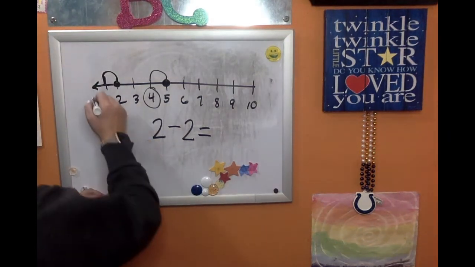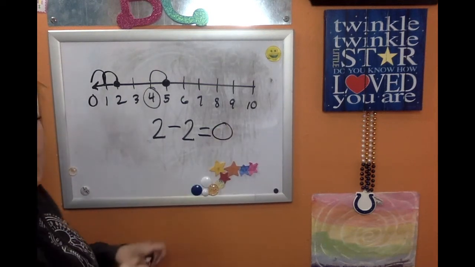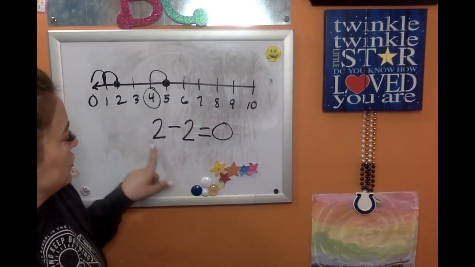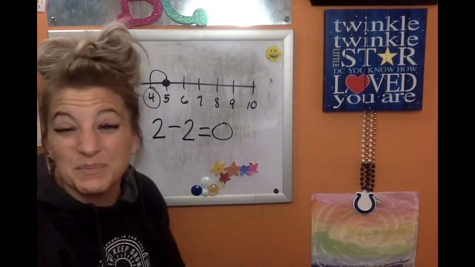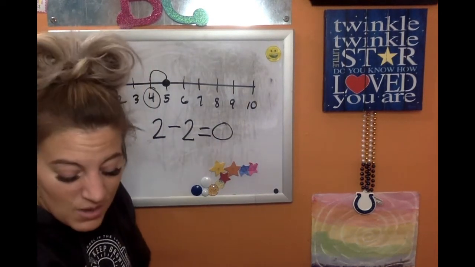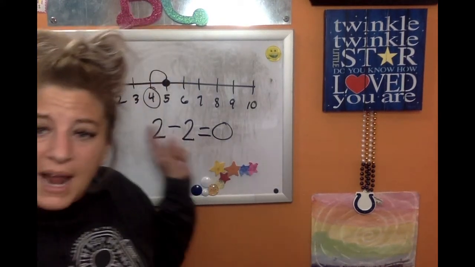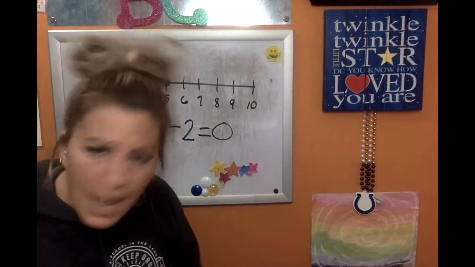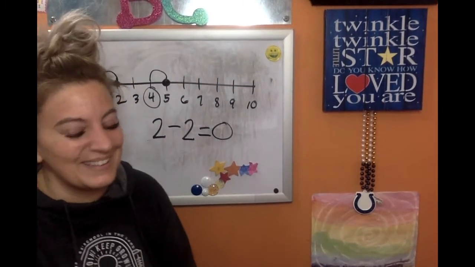Oh, 0. You guys are too smart for Miss Dalton. 2 minus 2 is 0 because 0 comes before 1. But they don't have it on our number line. So is that okay for you to write it just like I did? Absolutely. All right. You guys are so good.